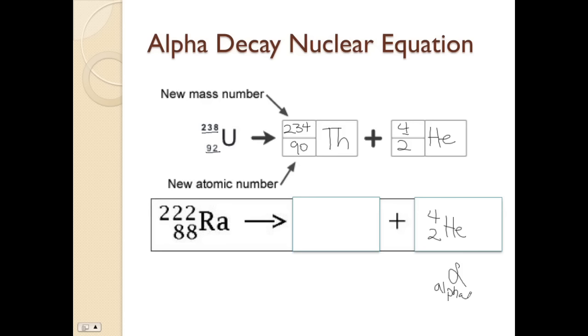So 222, plus 4 or minus 4? Minus 4, because we want the total to be the same. So 222 minus 4 is 218.